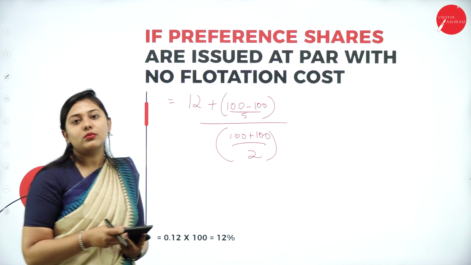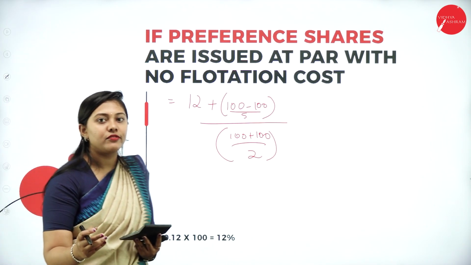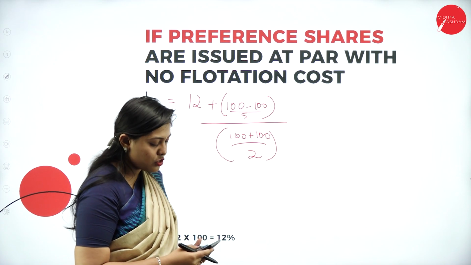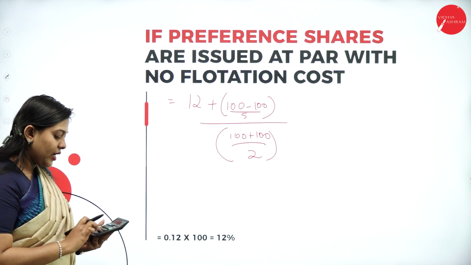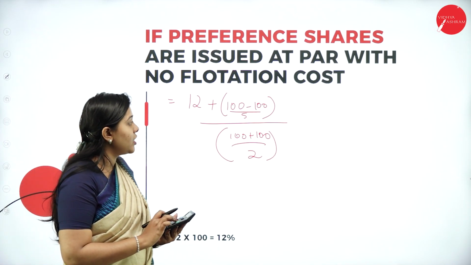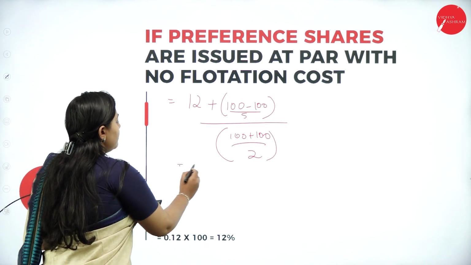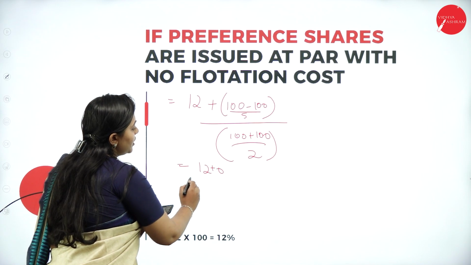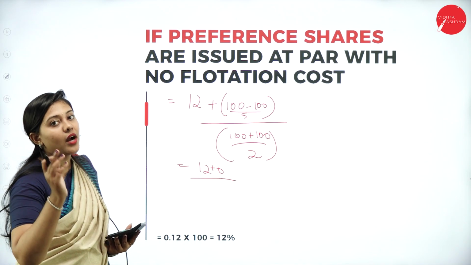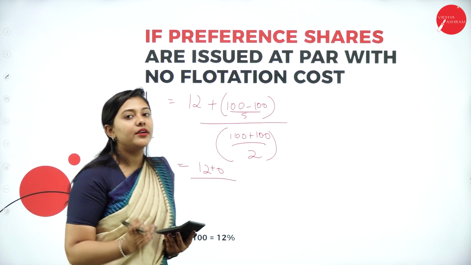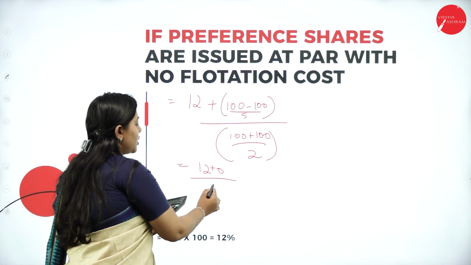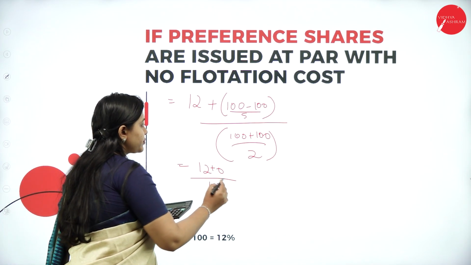Now let us check the cost of redeemable preference shares. So let's solve the bracket. 100 minus 100 divided by 5, it will be 0 only. So 12 plus 0, it will be 12. So 100 plus 100, 200. 200 divided by 2, it will be 100.